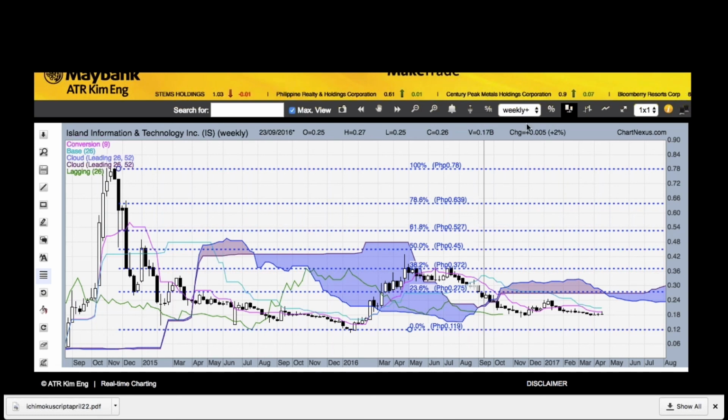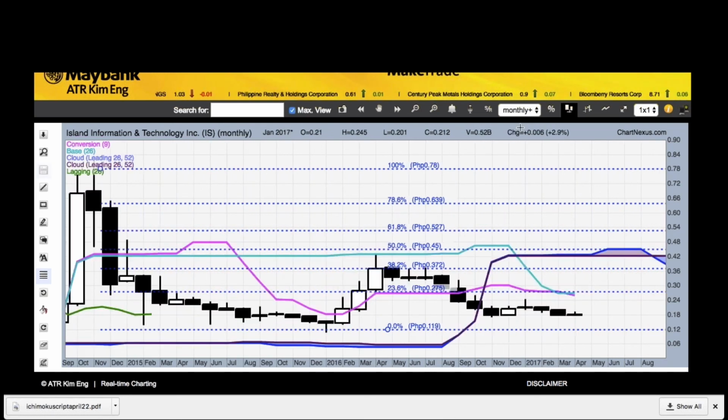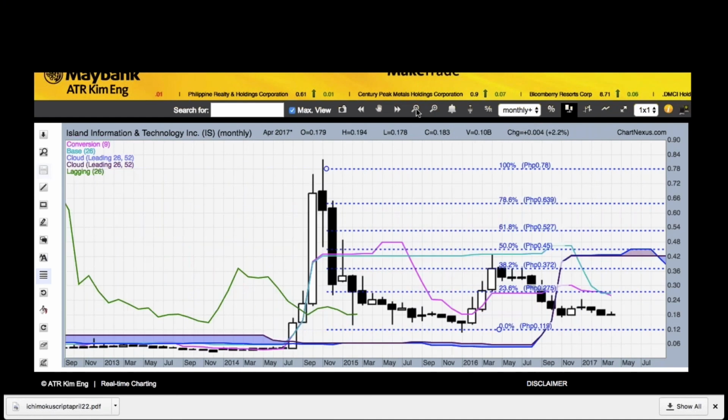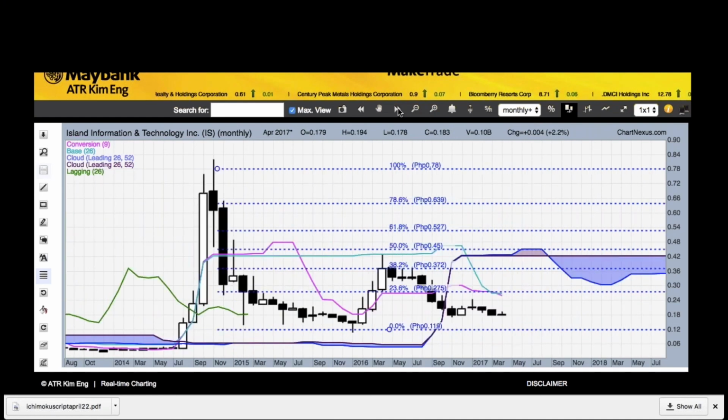Now let's go to the monthly chart. This monthly chart shows that price also resisted at the 50% level, which was also the Kijun-sen in the monthly chart. So we find confluences between Ichimoku and Fibonacci levels there.